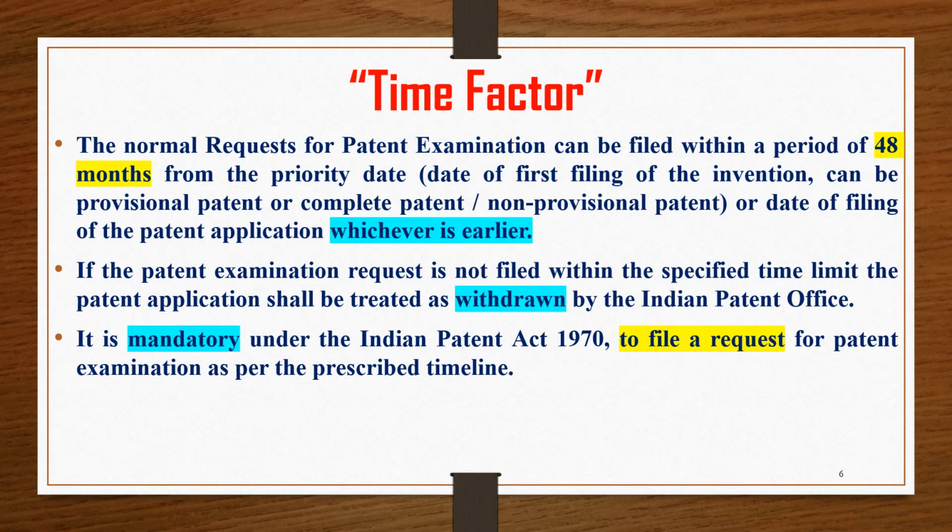Time factor. The normal request for patent examination can be filed within a period of 48 months from the priority date, or we can say date of first filing of the invention, can be provisional patent or complete patent or non-provisional patent as well, or date of filing of the patent application, whichever is earlier. So I am reading it like this. Just remember this thing, whichever is earlier.